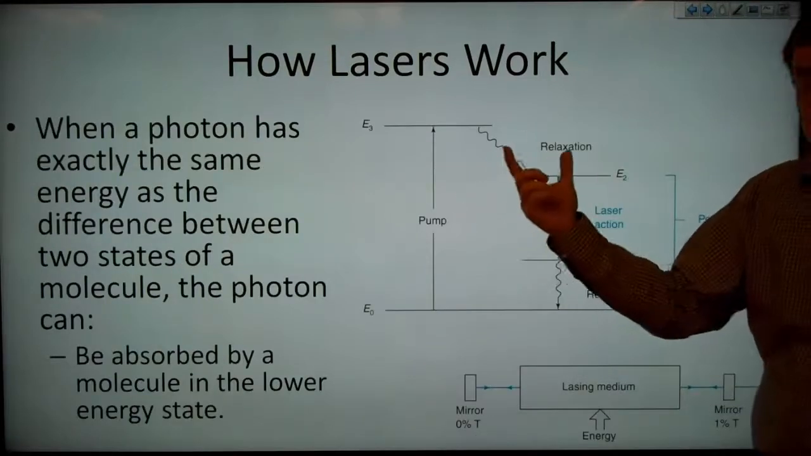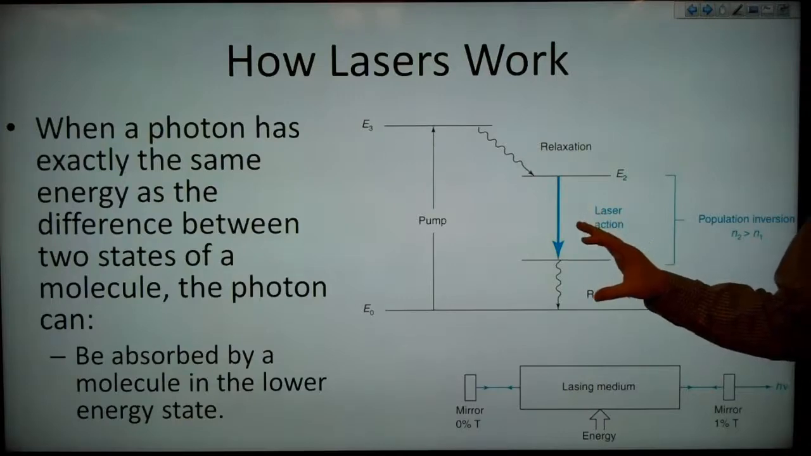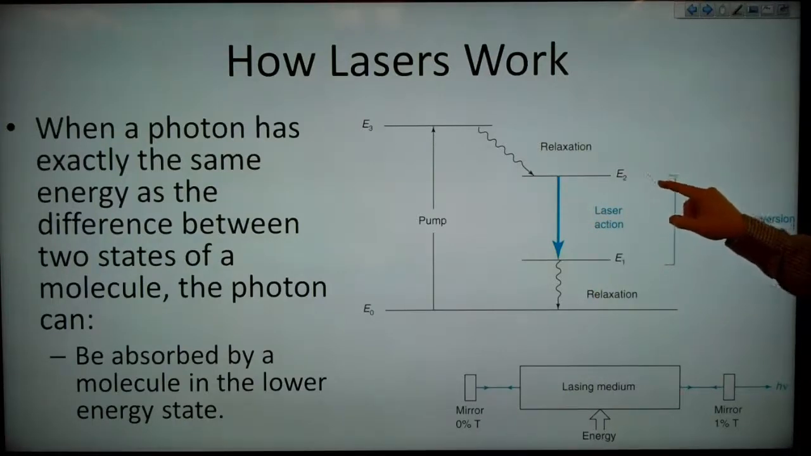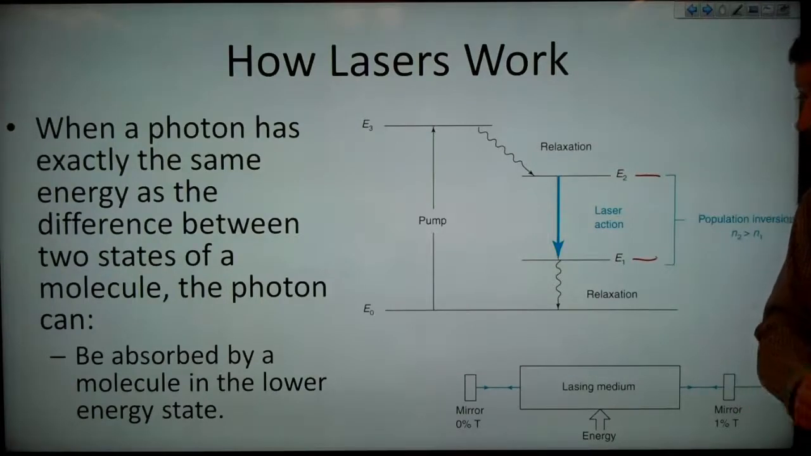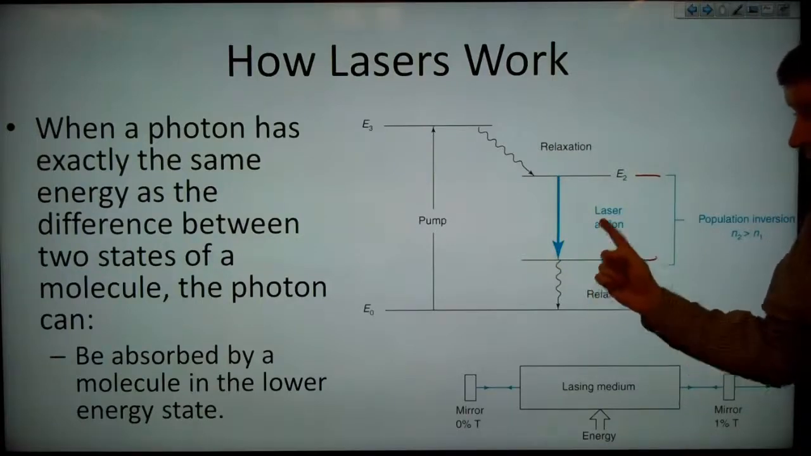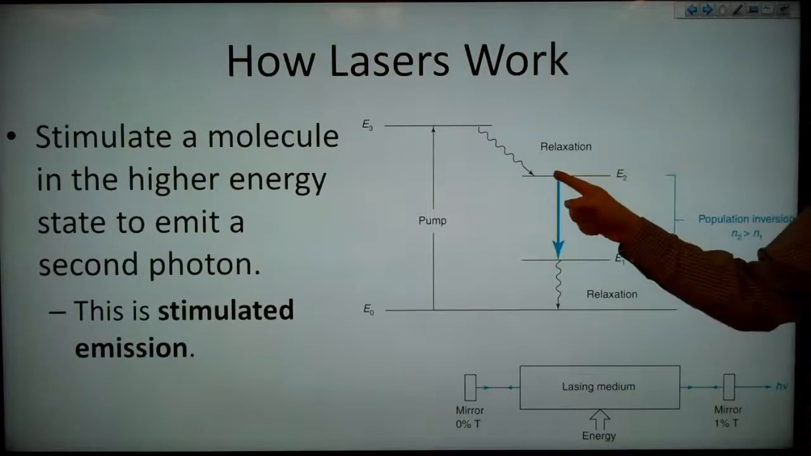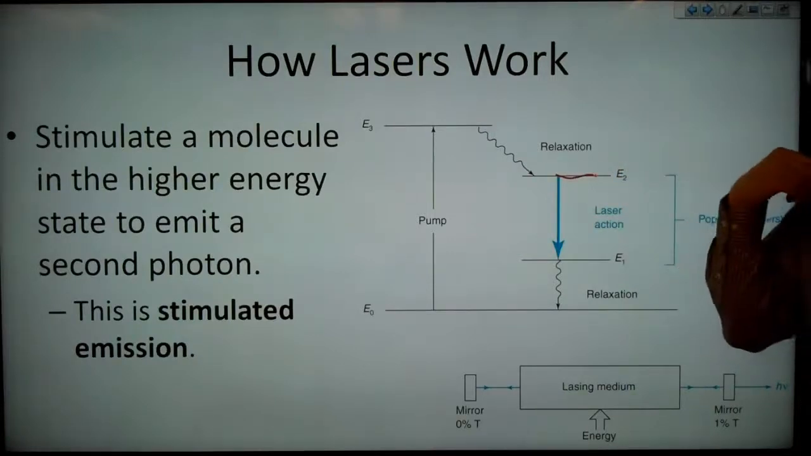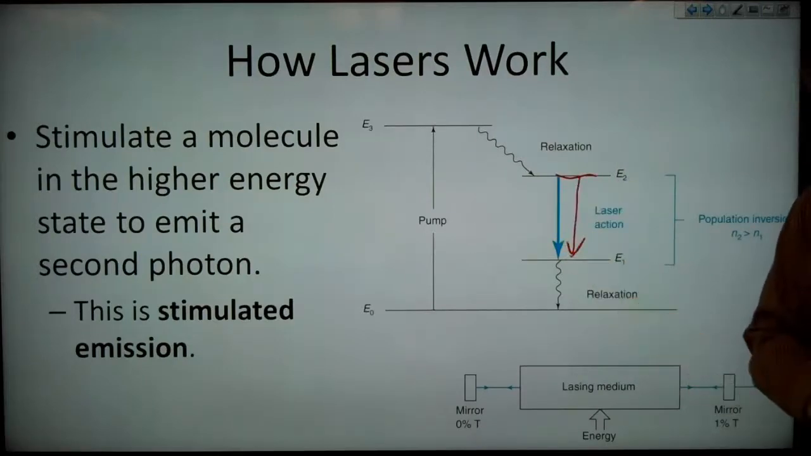So when a photon has exactly the same energy as the difference between two states of a molecule, so we're looking at this difference in energy here to there, from E2 to E1, then that photon that comes in can be absorbed by a molecule in the lower energy state, transitioning from E1 up to E2, or that photon can stimulate a molecule in the higher energy state, E2, to emit a second photon as it transitions down to E1.